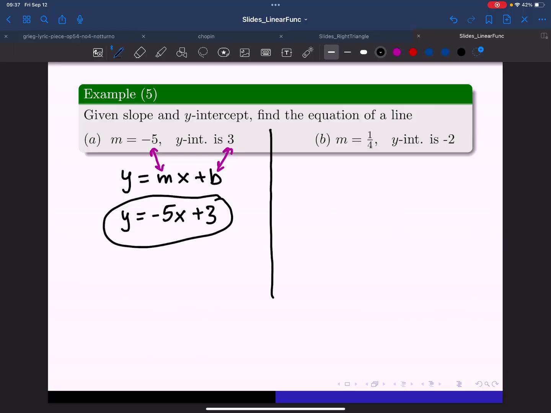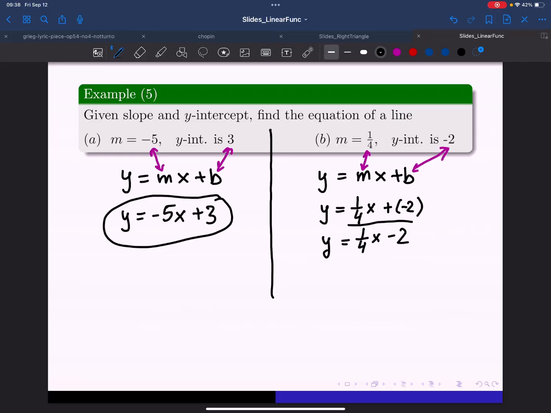Part B is the same. Y is equal to mx plus b. We know that m is my slope, so we substitute, and b is my y-intercept. So we have y is equal to 1/4 x plus minus 2. This can be written y is equal to 1/4 x minus 2. This is simply the equation of the line.